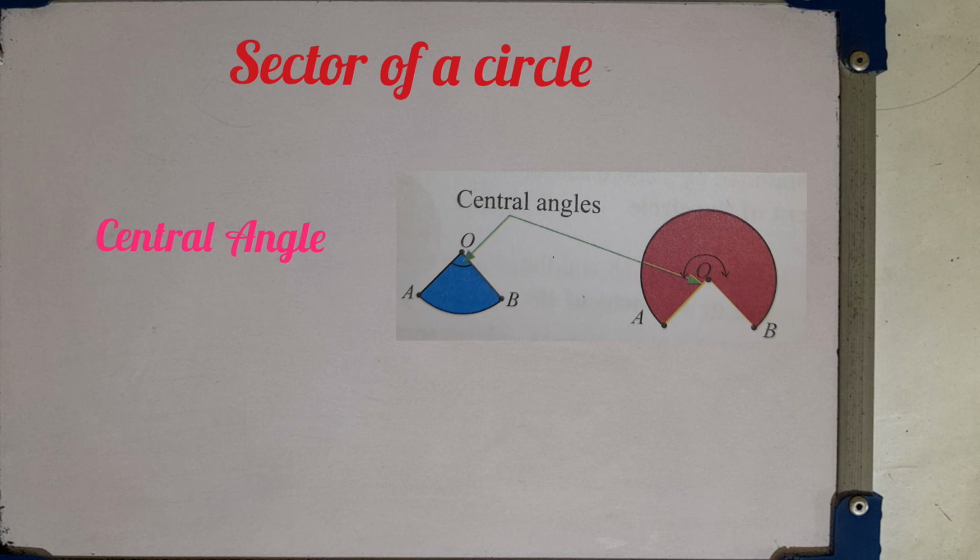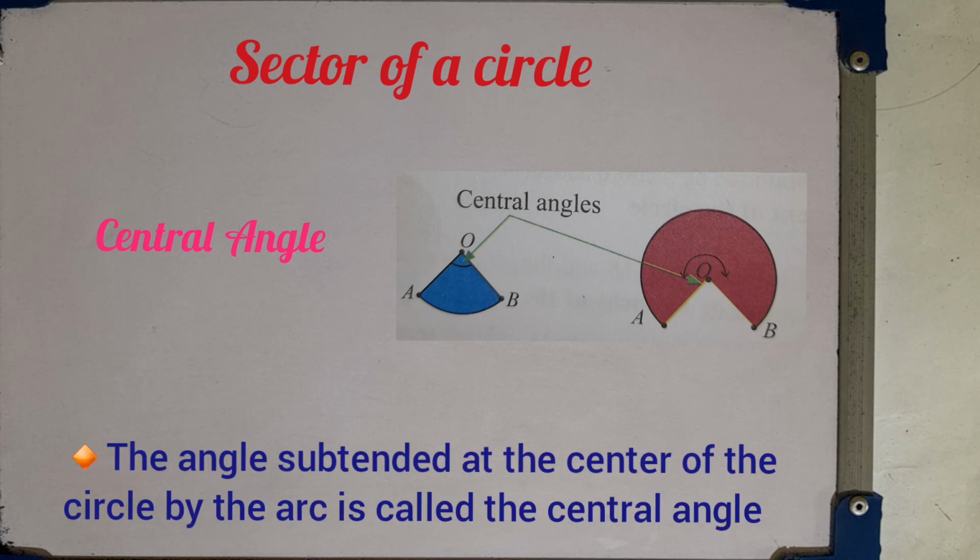The angle subtended at the center of the circle by the arc is called the central angle. In the diagram I have drawn the central angles. The acute angle AOB is the central angle of the minor sector and the reflex angle AOB is the central angle of the major sector. So there are two central angles at the center of the circle.